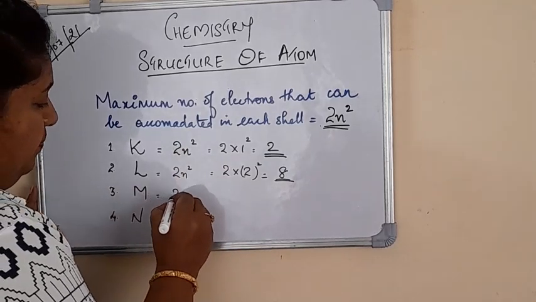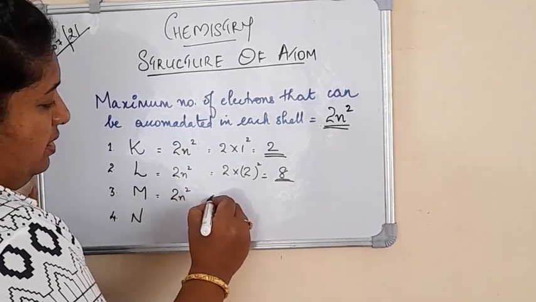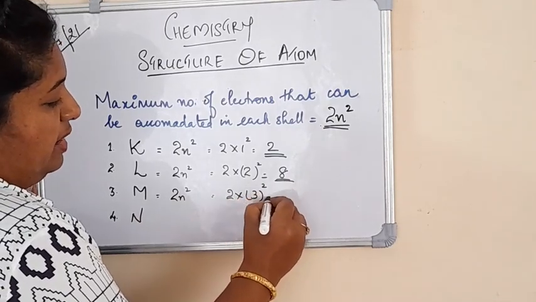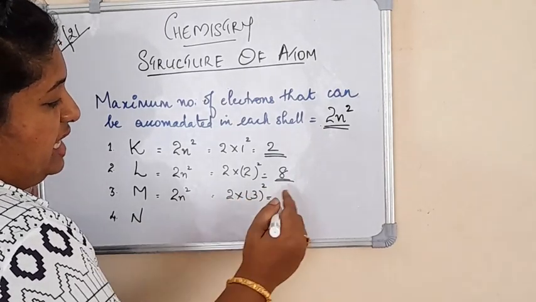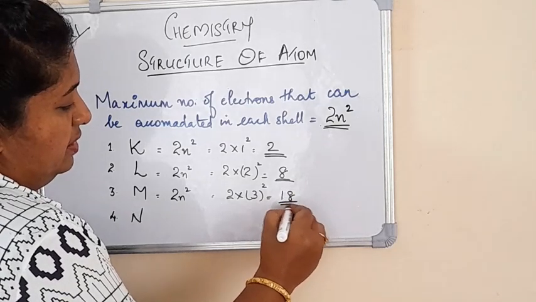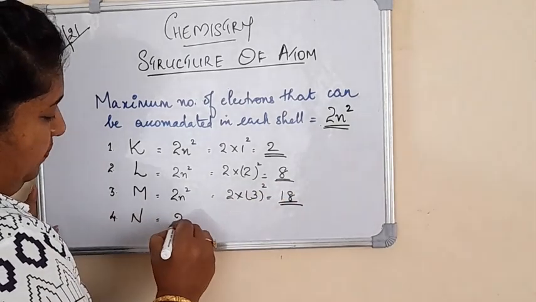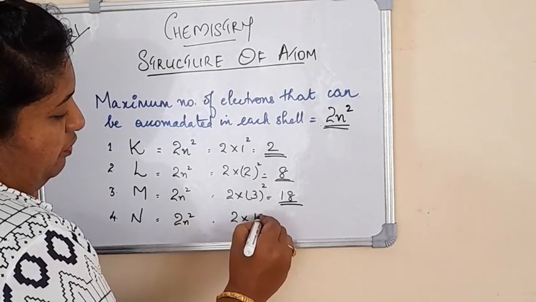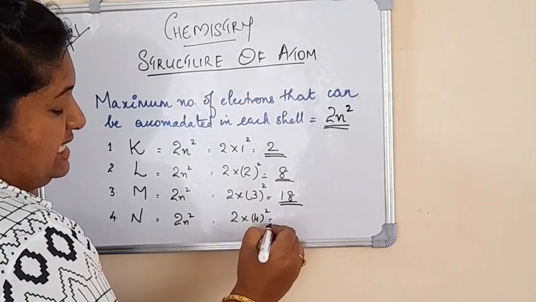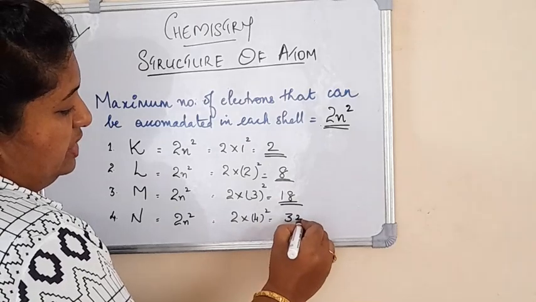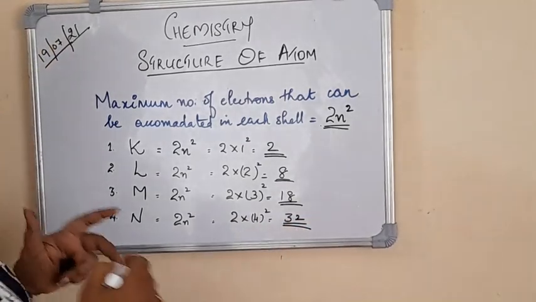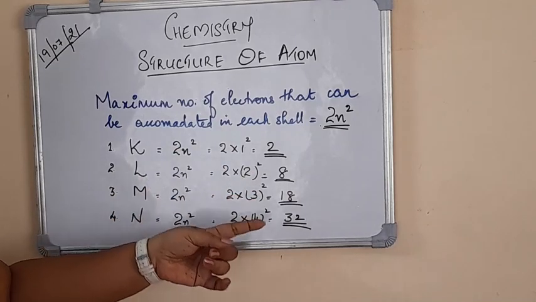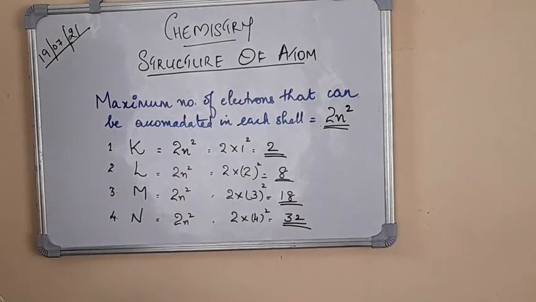Next, M. 2n square. You can also calculate with me. 3 square is 9. 9 twos are 18. Then N shell. 2n square. 2 into 4 square. 4 square is 16. 16 twos are 32. So, in the same way you can find the maximum number of electrons accommodated in each shell.